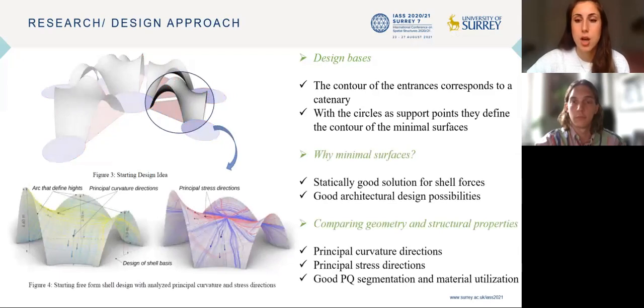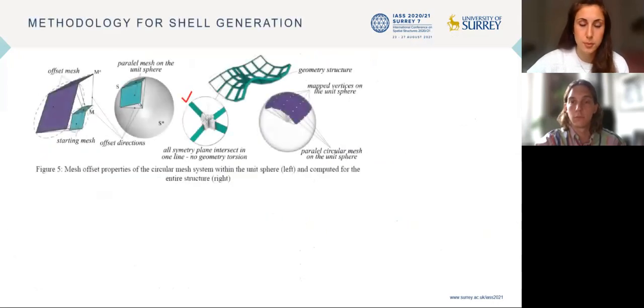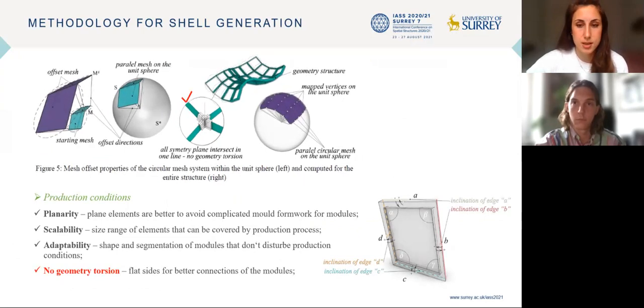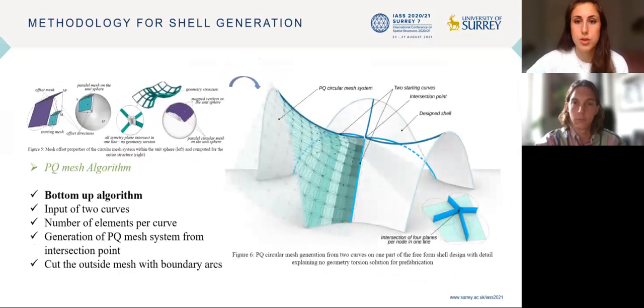Here, the directions of the principal stress and curvature are very close, which gives us a sign that there is good potential for PQ mesh subdivision and cross-section material optimization within the edges of the PQ meshes. Now, what are the production conditions for prefabrication? They are based mostly on geometrical limitations, such as planarity, as a consequence of the material disposition on the flat platform, then scalability and adaptability, meaning the variance in size and shape, and no geometry torsion, meaning flat connections between the side elements, which is one of the biggest challenges when it comes to freeform shell structures.